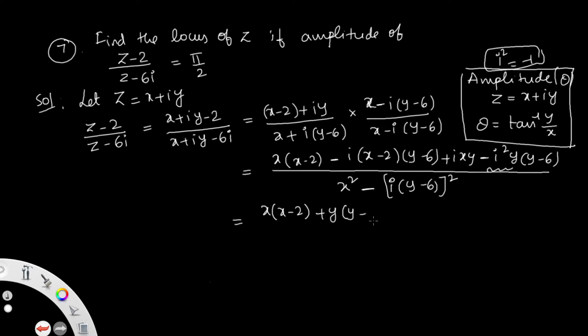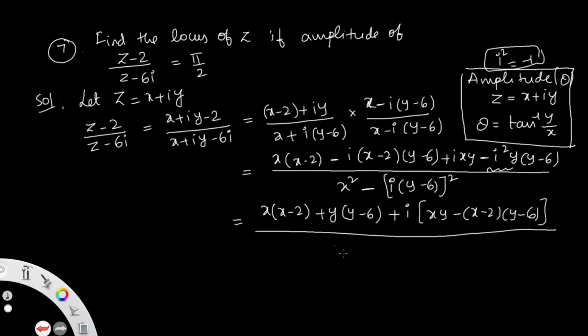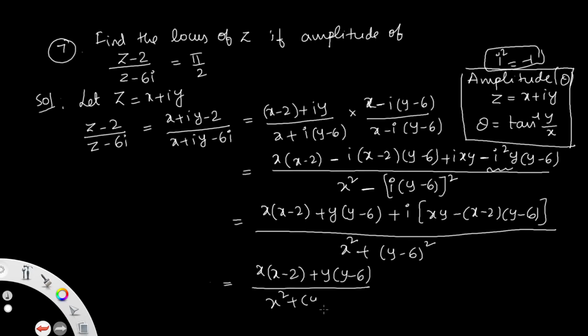In the other two terms, i is common, so you get xy minus x minus 2 into y minus 6, divided by the denominator in the form of a square minus b square. With i square as minus 1, it becomes plus y minus 6 whole square. Now let us separate the terms: x into x minus 2 plus y into y minus 6 over x square plus y minus 6 whole square is the real part. Next, i into xy minus x minus 2 into y minus 6 over x square plus y minus 6 whole square.